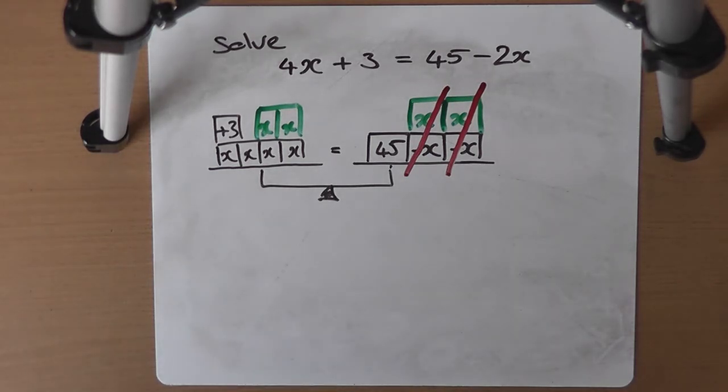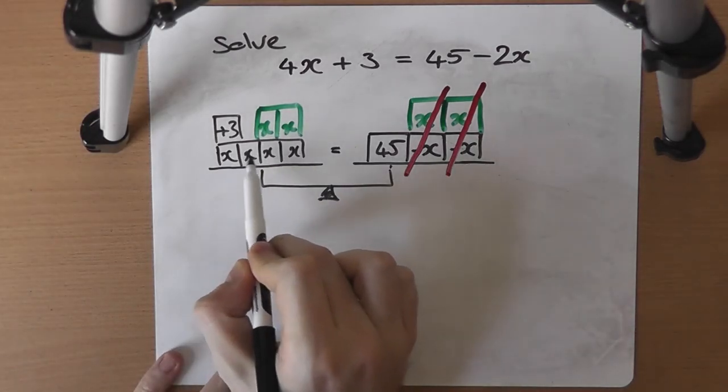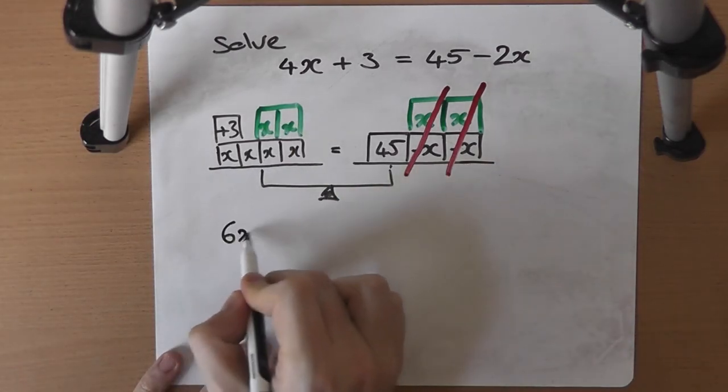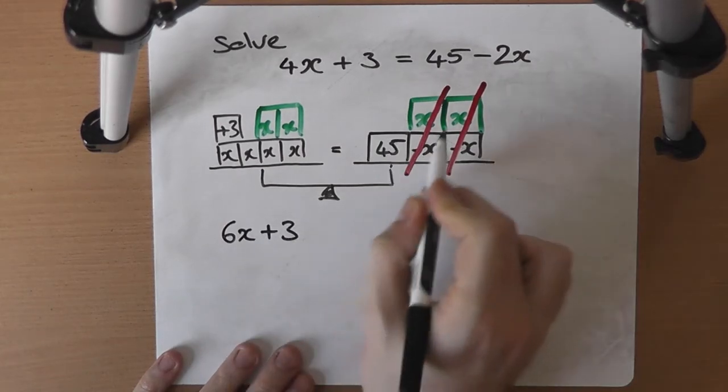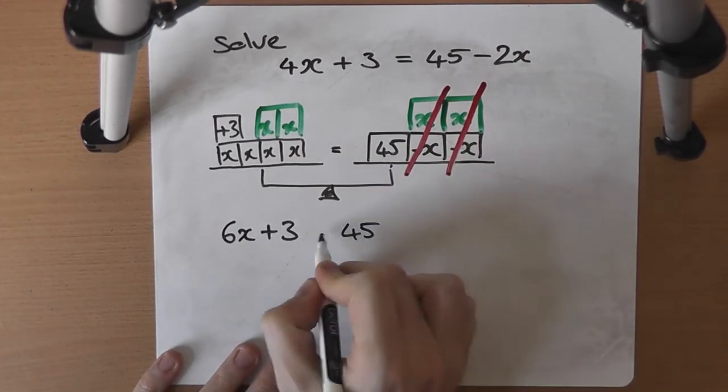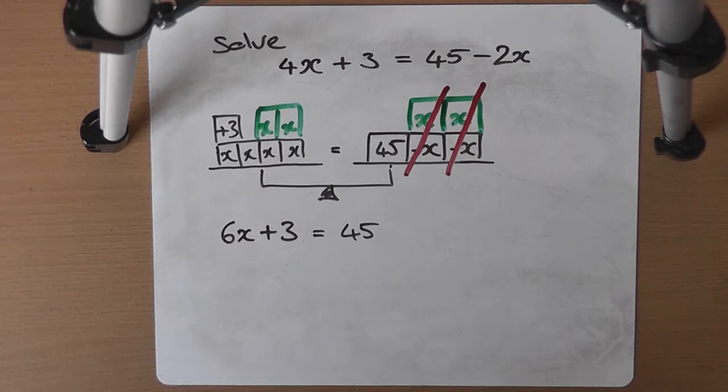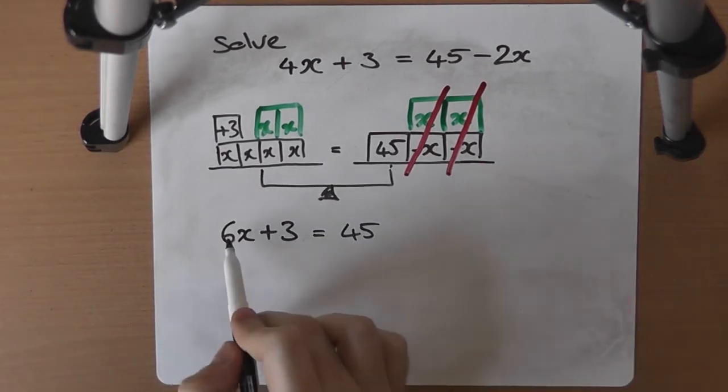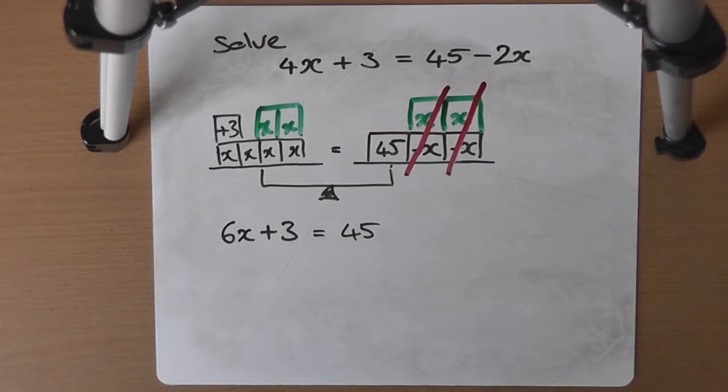We've got rid of the x's on one side though. The x's over here have all gone. We're just left with a number on the right hand side, so we can just turn what we've got into an equation that we could solve. 1, 2, 3, 4, 5, 6 x's and a plus 3, so 6x plus 3, and on the right hand side simply 45. They are equal to each other. We can ignore the scales now and we are simply looking at this question here. Solve 6x plus 3 equals 45.